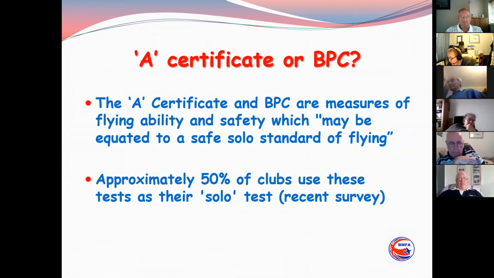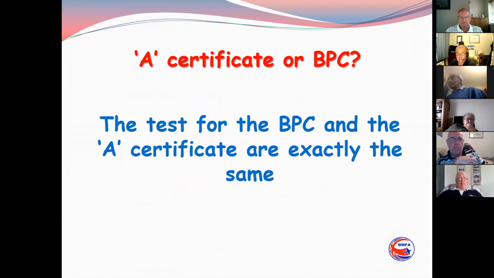The Achievement Scheme Review Committee and the BMFA in general consider all the achievement scheme tests as a measure of personal achievement. Okay, they don't infer any rights whatsoever. And it's quite important to realise that there's actually no difference whatsoever in the test itself for the A certificate or the Basic Proficiency Certificate. It is identical. Same questions, same pre-flight checks, post-flight checks, and the same flying manoeuvres.